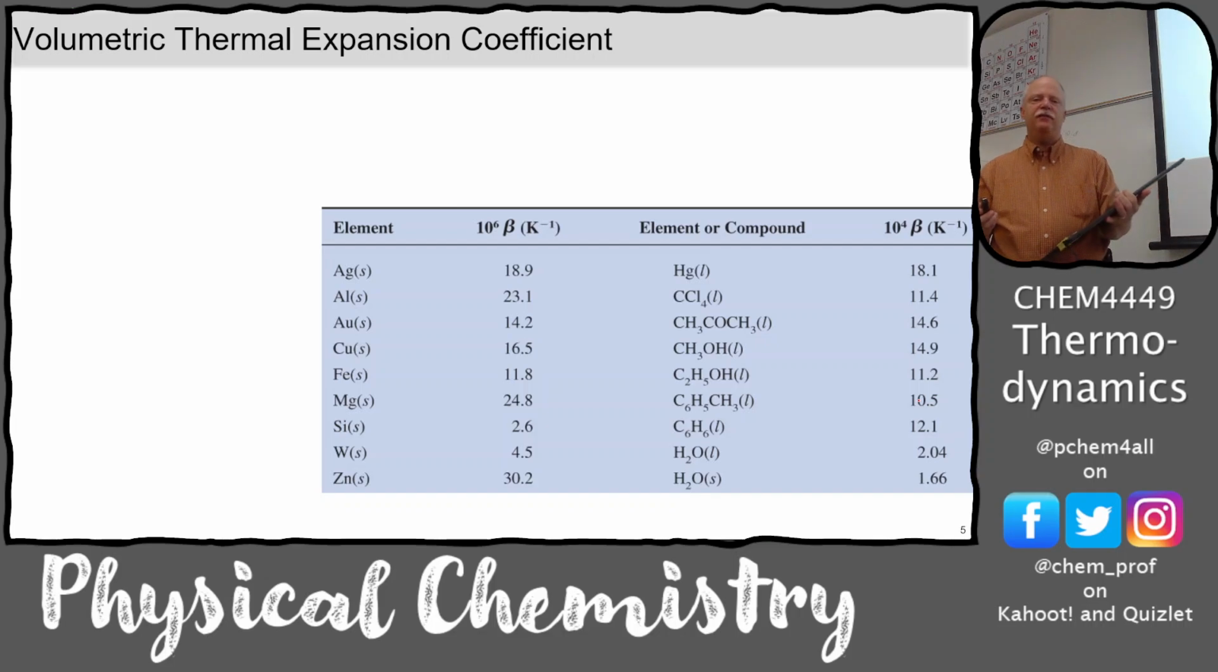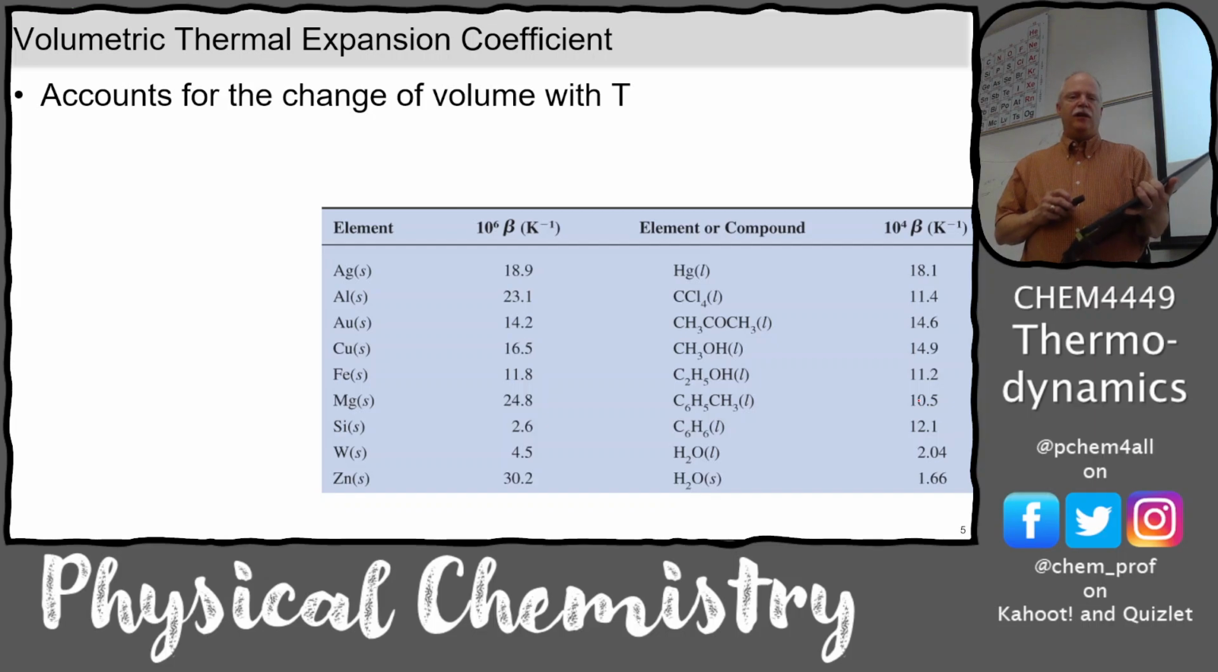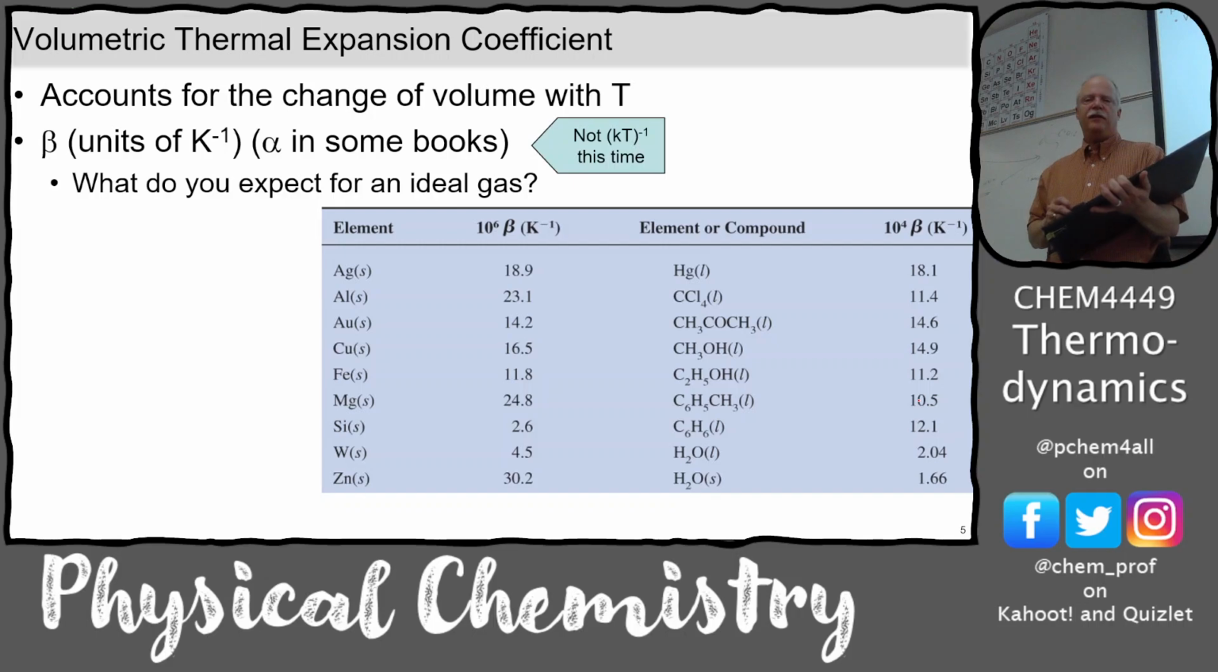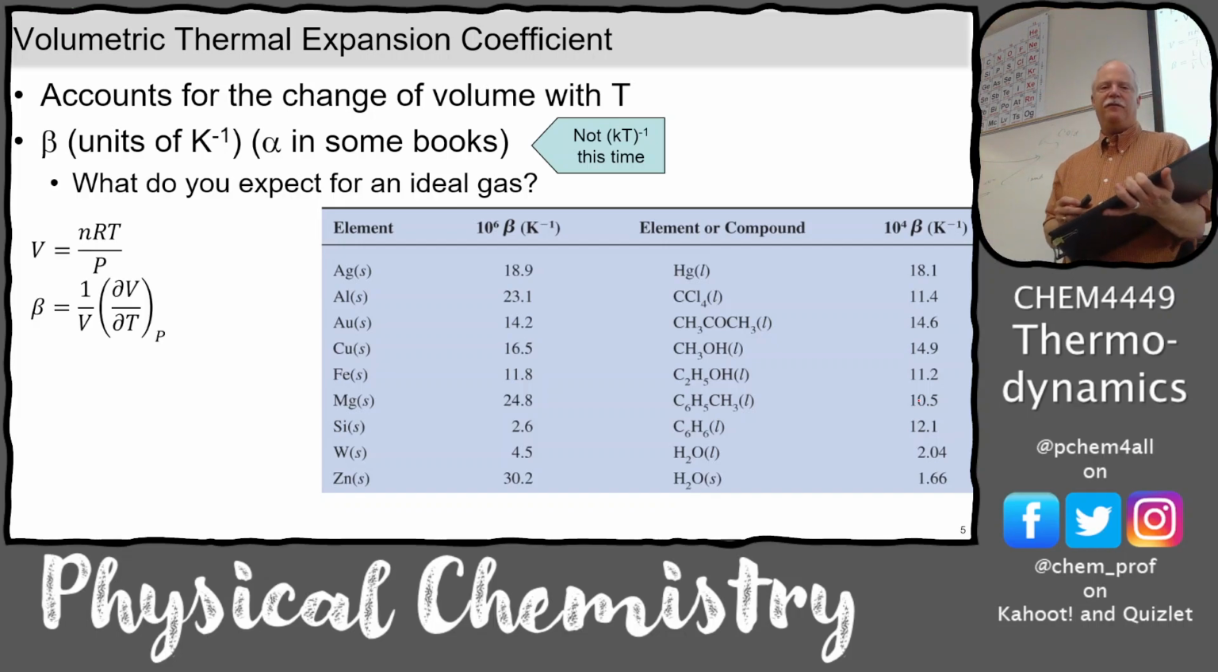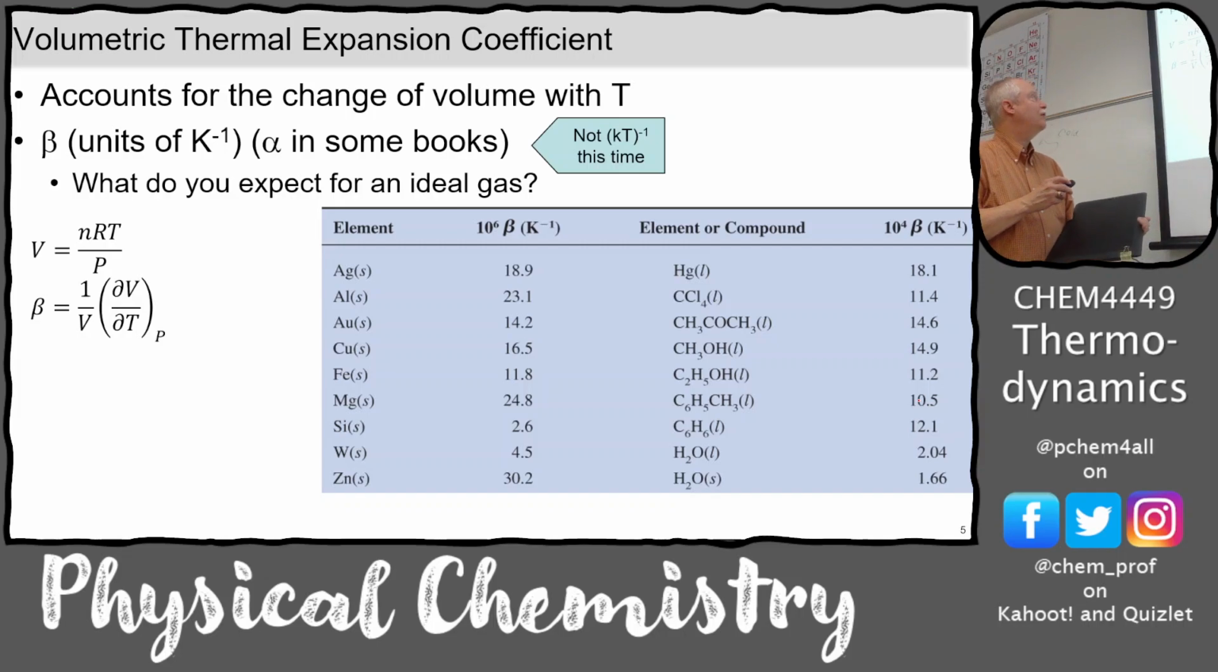So let's go through these individually. So let's talk about the volumetric thermal expansion coefficient. So this accounts for the change in volume with respect to temperature. And sorry, that's not KT to the -1 this time. It's just beta, the thermal expansion coefficient. It's alpha in some books. And so what do we expect for an ideal gas? So this is the thermodynamic definition of beta. So it's 1 over V, and it's an operator. So it's the change in volume with respect to temperature at constant pressure.